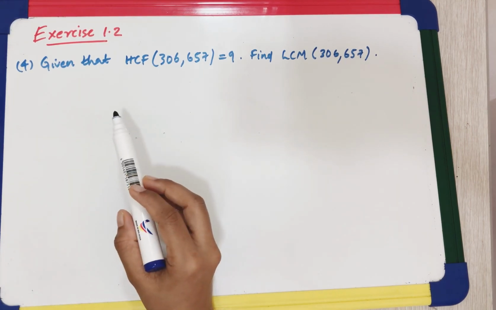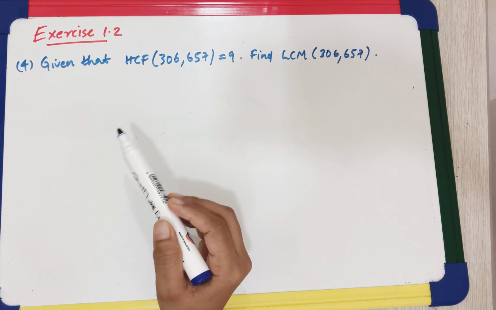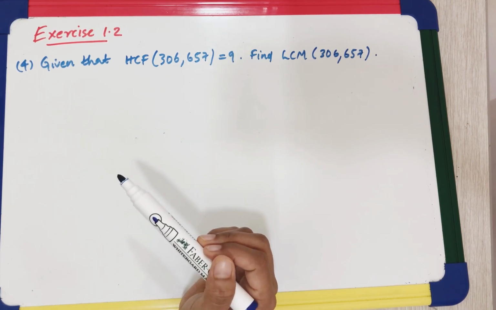Next question, given that HCF of 306 and 657 is equal to 9, find LCM of 306 and 657. We have for any two positive integers a and b, HCF of a, b into LCM of a, b is equal to a into b. Therefore, LCM of a, b will be a into b divided by HCF of a, b.